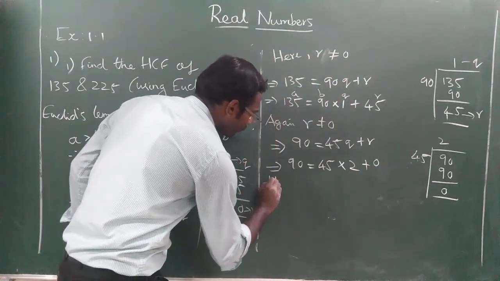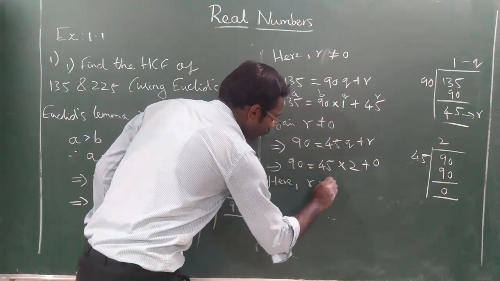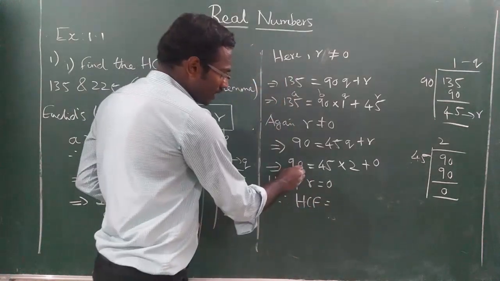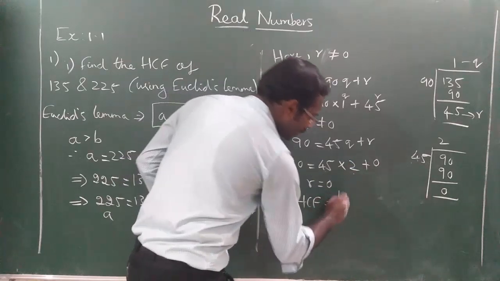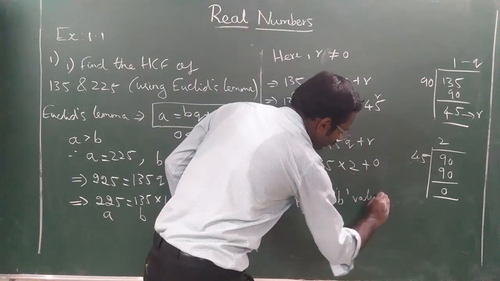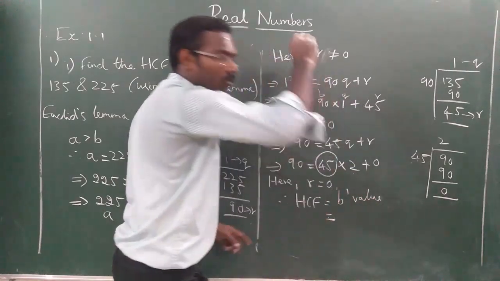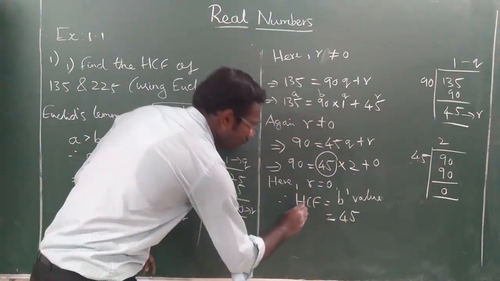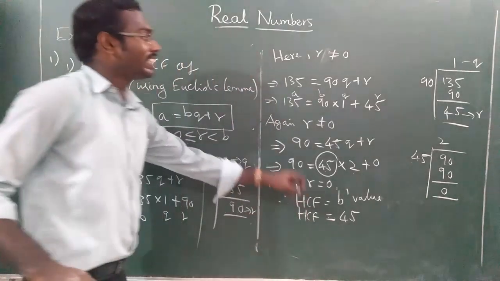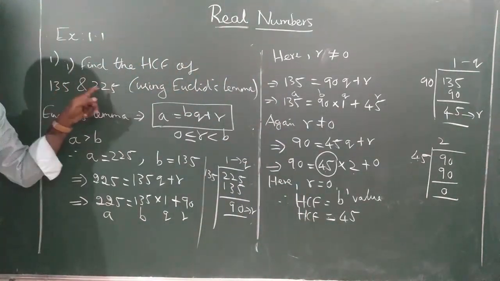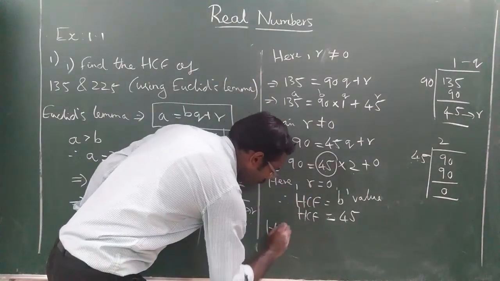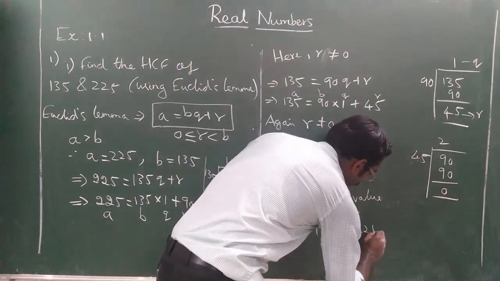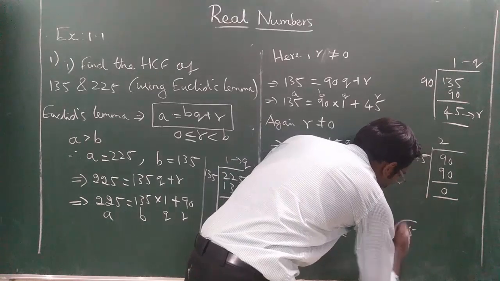So here, remainder is equal to 0, therefore HCF is equal to which value? This is A, B, Q, R. HCF is equal to B value. That is equal to, what is the B value? The B value is 45. That's all. Okay. Therefore, the HCF of 135 and 225 is 45.